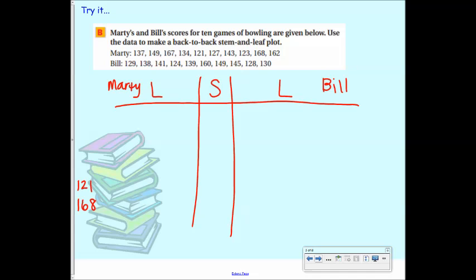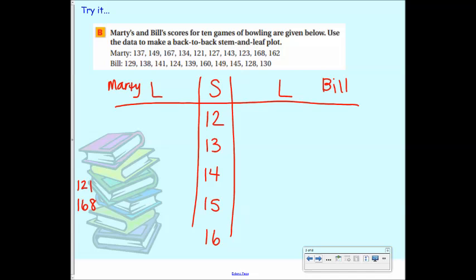1, 2; 1, 3; 1, 4; 1, 5; and 1, 6. So instead of saying 1, 2, I would say 12. So my stem is 12, 13, 14, 15, and 16. Because this represents all the numbers in the 120s, the 130s, 140s, 150s, 160s.